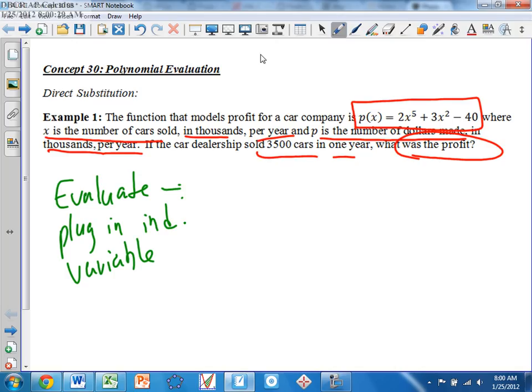That's correct. Again, 3,500 is the number of cars sold. And a minute ago, we said that x is the number of cars sold. In thousands, though. In thousands. So this is where it gets tricky. You can't just plug in 3,500. And a common mistake on the test would be to plug in 3,500. It would be 3.5. How come? Because in thousands is 3,000, then 500 is half.